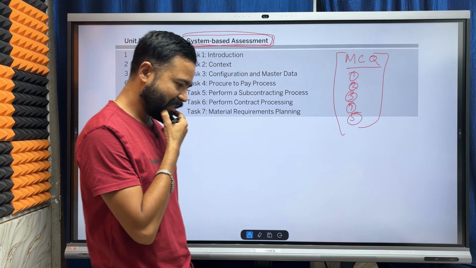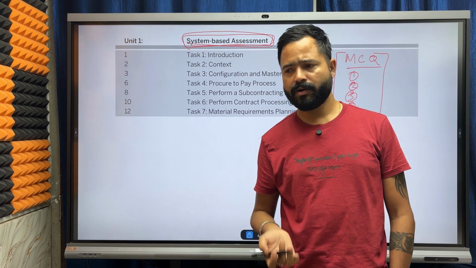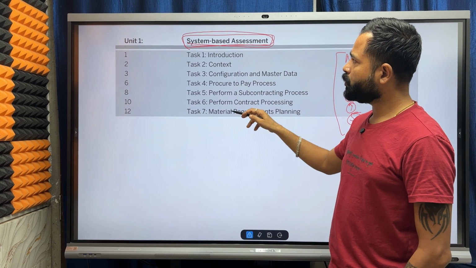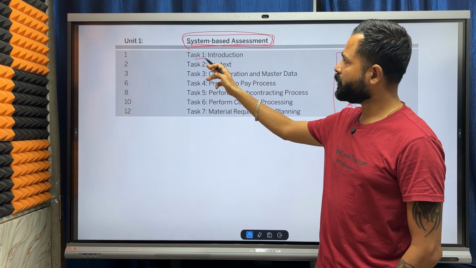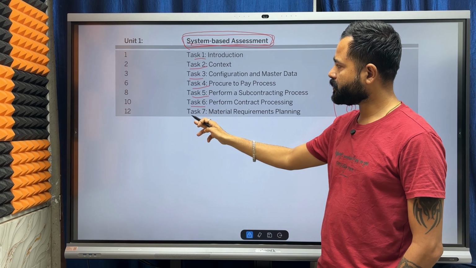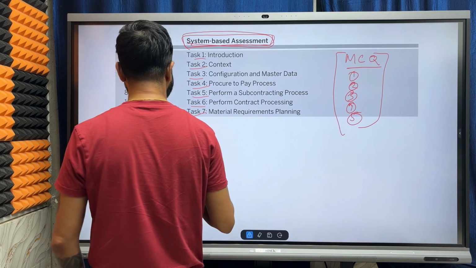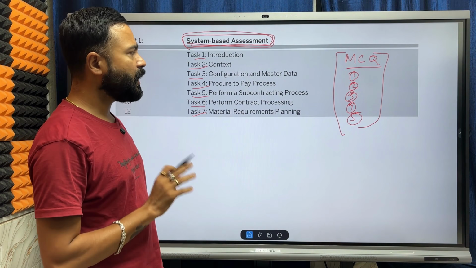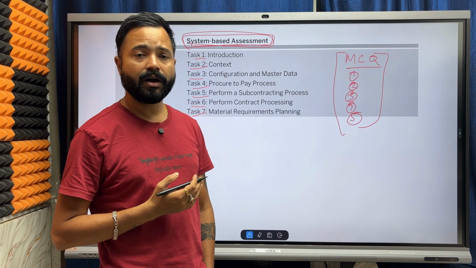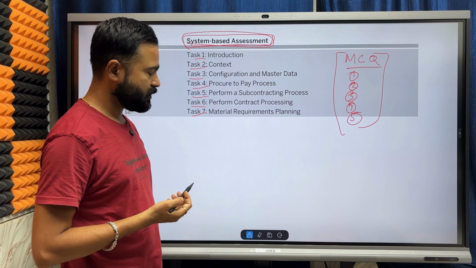So what is a system-based assessment? You get a dummy system or dummy server, as if you are practicing, and in that you have to perform all the tasks. Here you can see task number 1, task 2, task 3, task 4, task 5, task 6, task 7. These are the 7 tasks. You have to complete them in the correct way so that you get the certification.